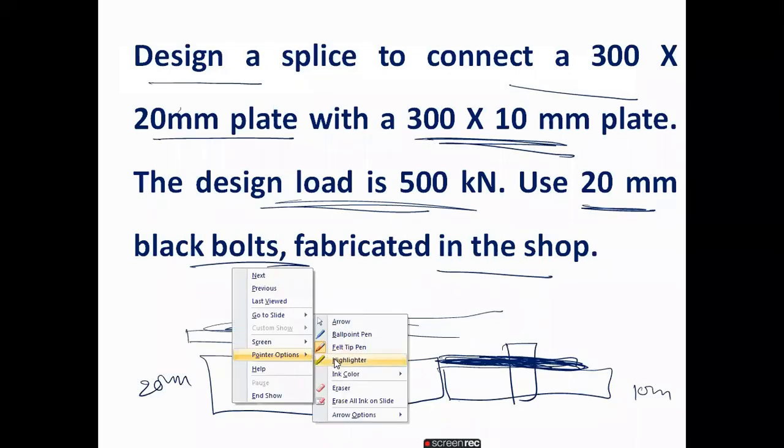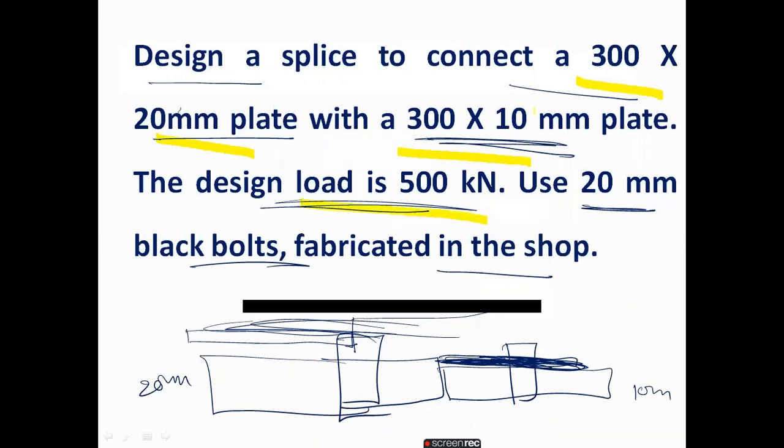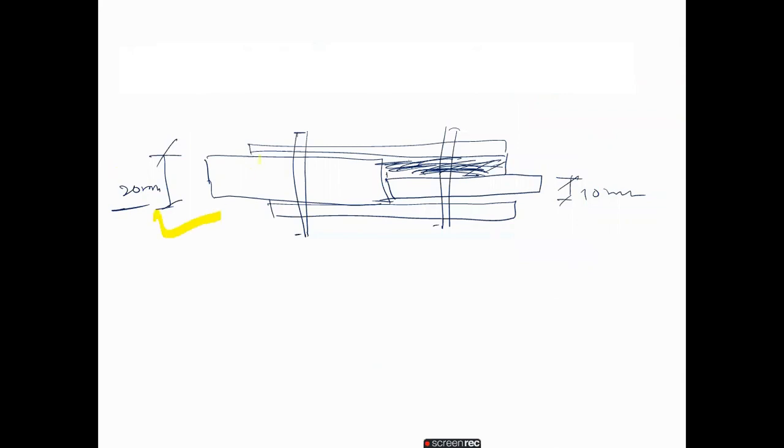In brief, I will explain. So they given two types of the plates are there, 300 by 20 and 300 by 10. The design load is 500 kilonewton. We have to use the 20 mm here, black bolts, and also fabricated in the shop. So if you observe, these are the splice like this. Okay. But here if you observe, there is a gap. This one we call it as a packing or filler plate, packing plate, whatever it may be.